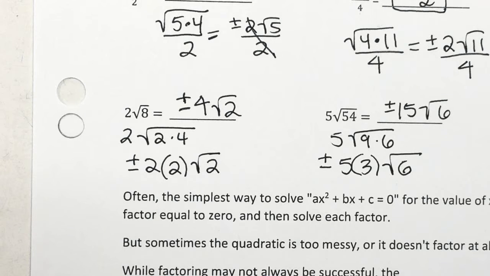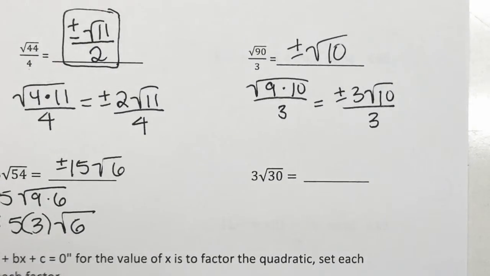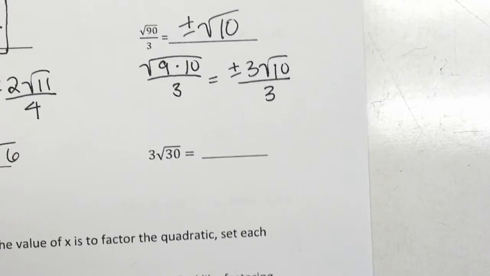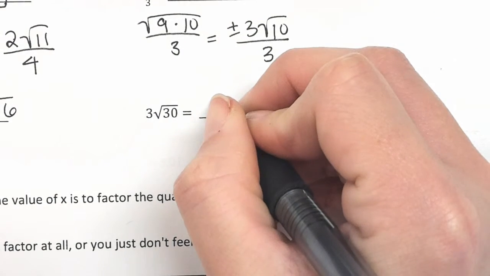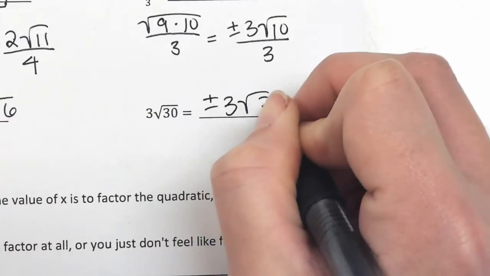Thank you. Alright, anybody want to help me out with the last one? Alright, anybody else but Guy, because he's already done his. Alright, Levi. Alright, Heidi. Yes, alright, why can't we simplify this? Good, no perfect squares divide into 30, right? So what do we write right here? Very good.